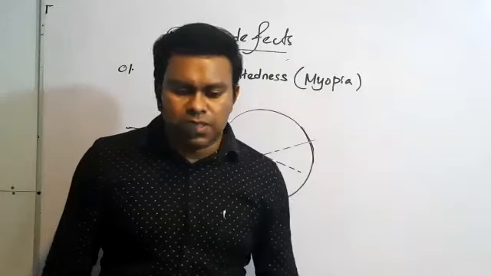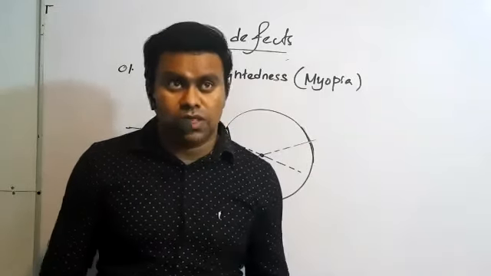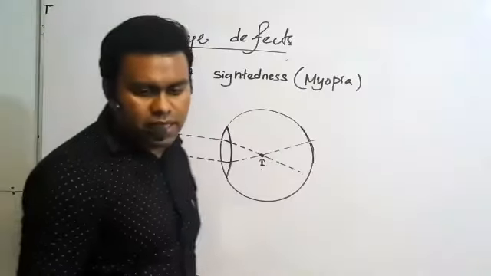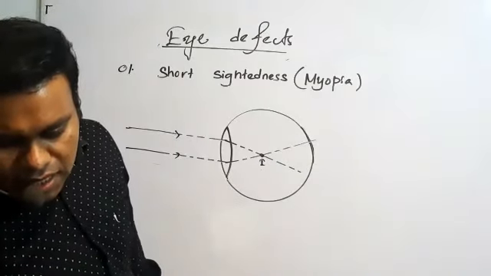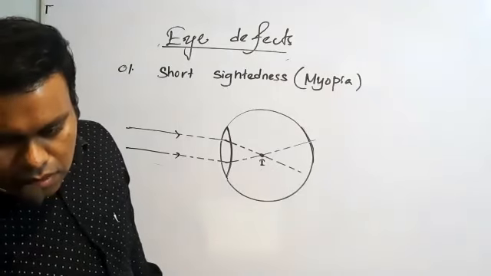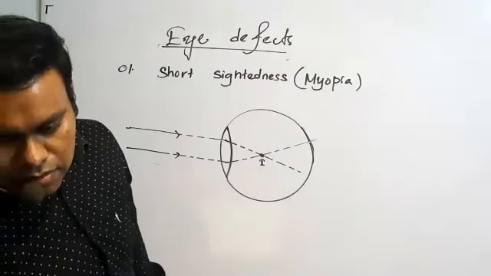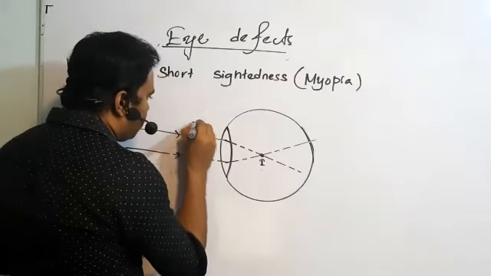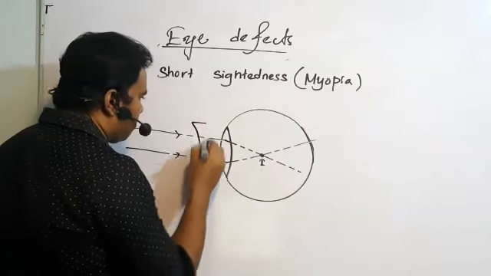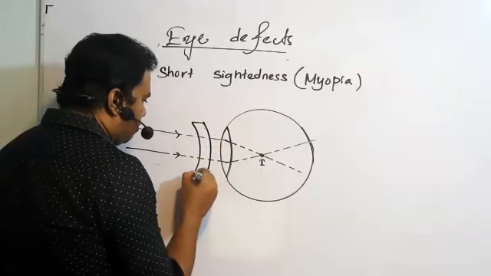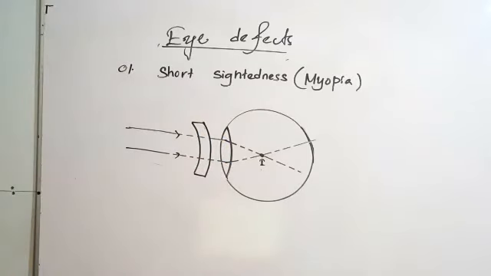For the diverging purpose, what's the type of lens we use? Concave. Concave lens. Good. So that's concave. A concave lens is used. It is a bit thin in the middle, like the bottom of a bottle. Okay, so we have to use that. Okay, this is the way of that lens.